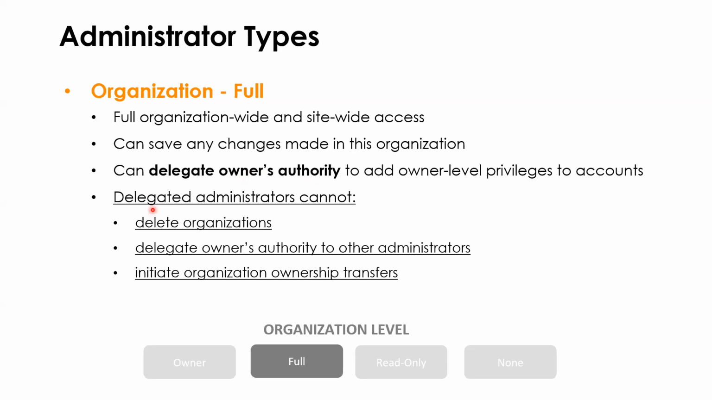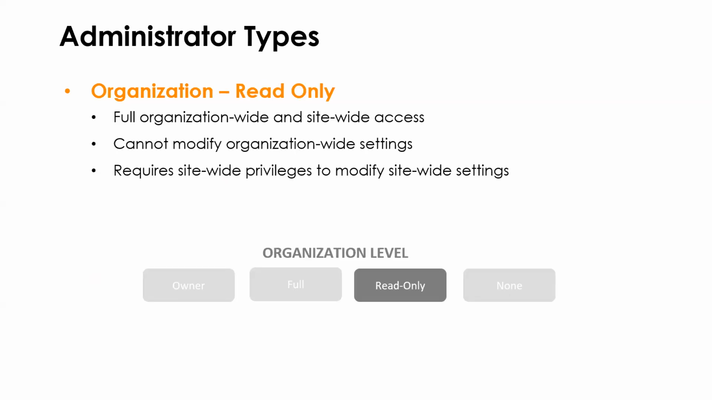The only thing that someone with full access that has been delegated owner authority can't do: they cannot delete organizations. They cannot delete the existing owner or change access for that owner. And they cannot transfer ownership from one user to another. But otherwise, they have access to everything, including the ability to transfer licenses. The other level we have here is read only. And as that implies, you can see all of the sites in an organization. You can see all of the settings, but you can't make any changes to them.